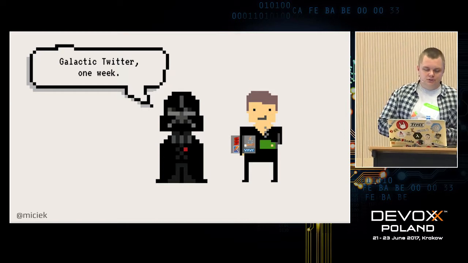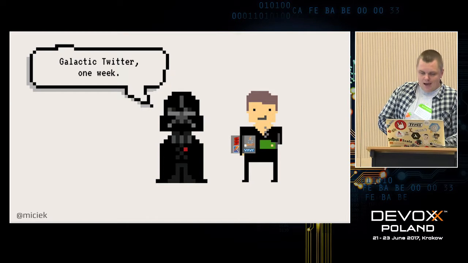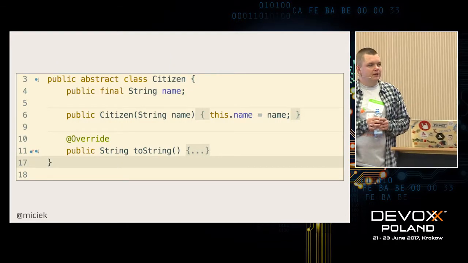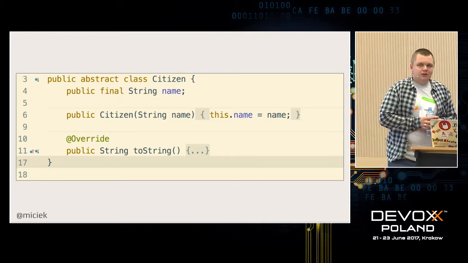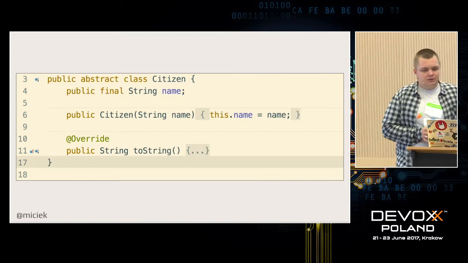So our application needs to be able to show how many followers each particular user has, okay? So let's start implementing that. Let's start with our domain. Simple, very simple abstract class, Citizen, just a name. So this is our abstract citizen of the galaxy.